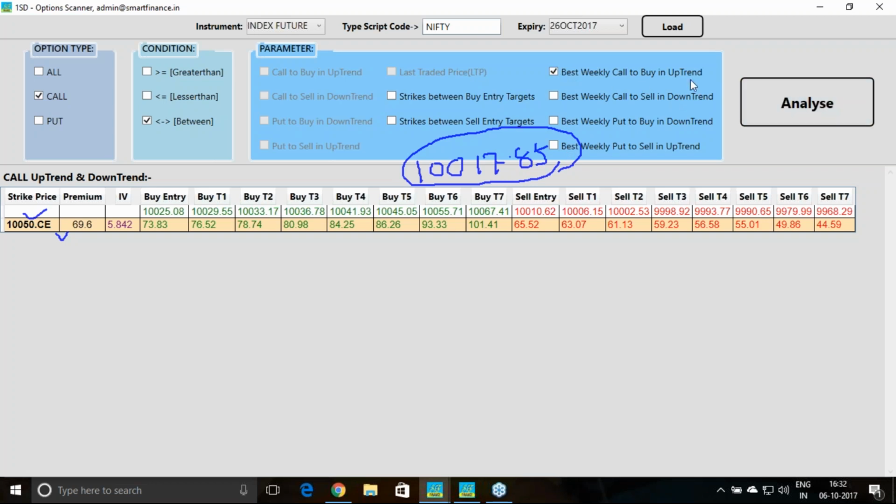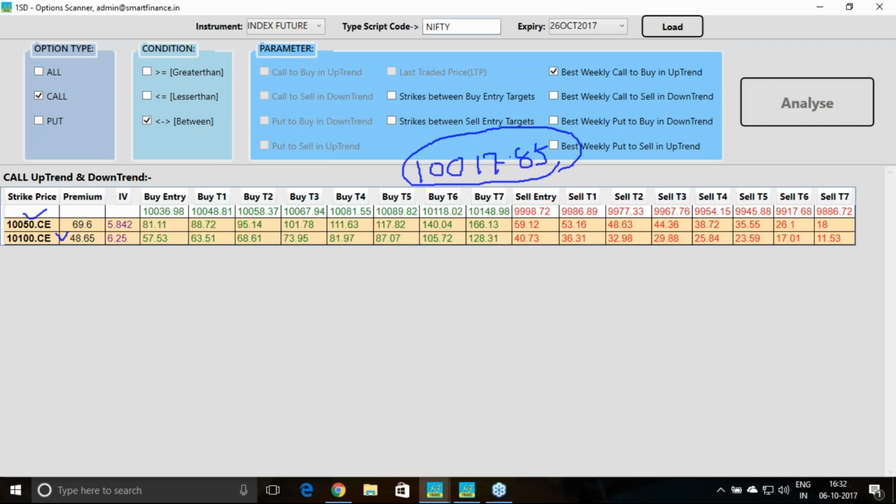And if I am going for buy entry calls to buy in the uptrend, I'll get two strikes. So this itself is filtering the most active options based on your choice. Between buy entry and the target, this is your buy entry 10,037. Last target is 10,148. So between this it is filtering 10,050, 10,100. This is the most active options you can conclude.